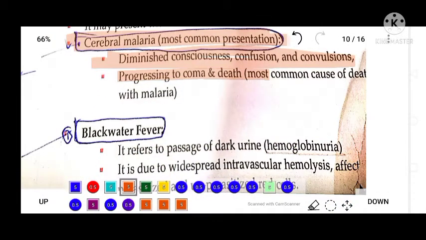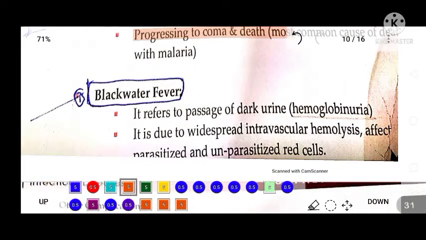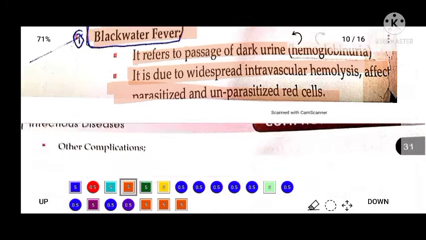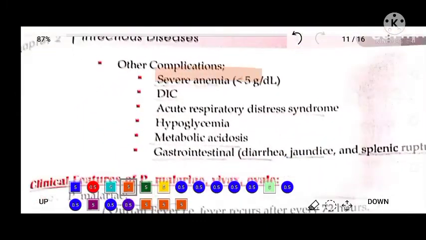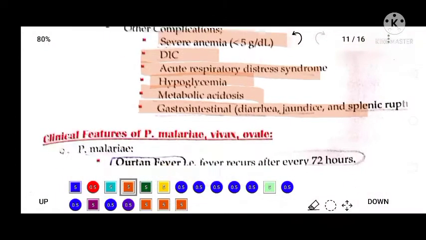Cerebral malaria progresses to coma, and then death occurs because of this type of malaria. And blackwater fever also occurs because of falciparum malaria, in which dark urine is passed because of hemoglobinuria, with widespread intravascular hemolysis. Other complications are severe anemia, DIC, acute respiratory distress syndrome, hypoglycemia, metabolic acidosis, gastrointestinal diarrhea, jaundice, and splenic rupture.